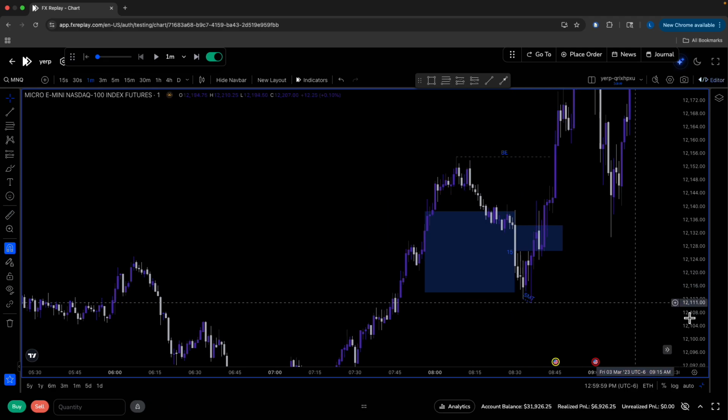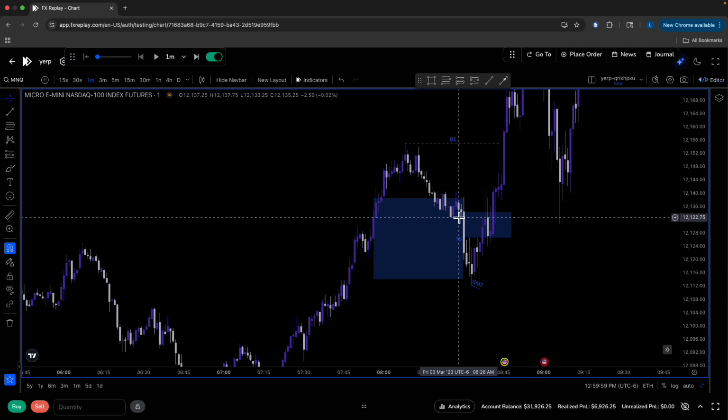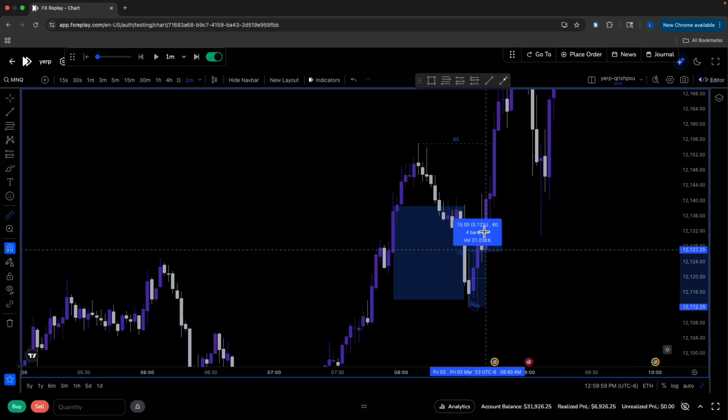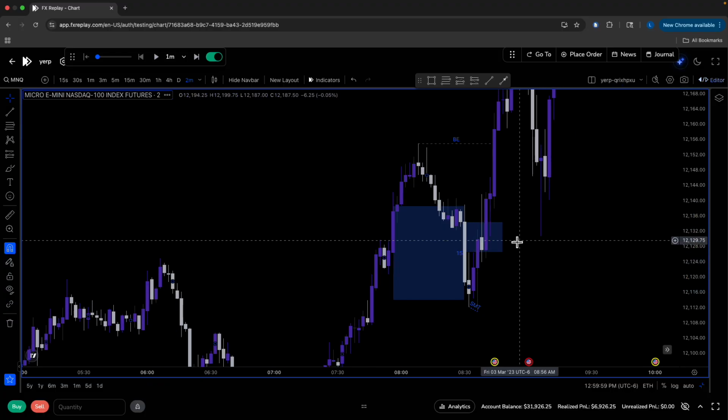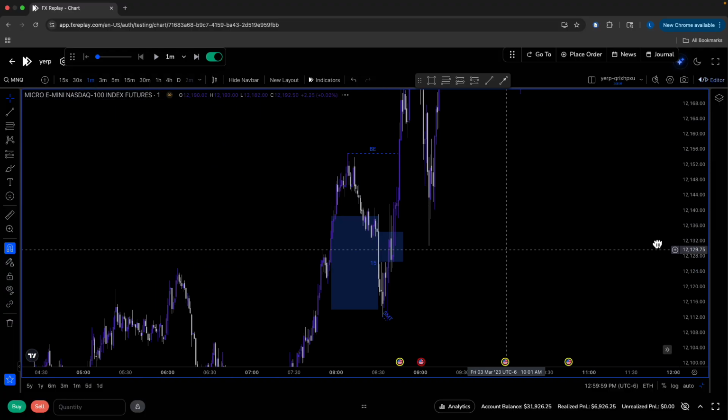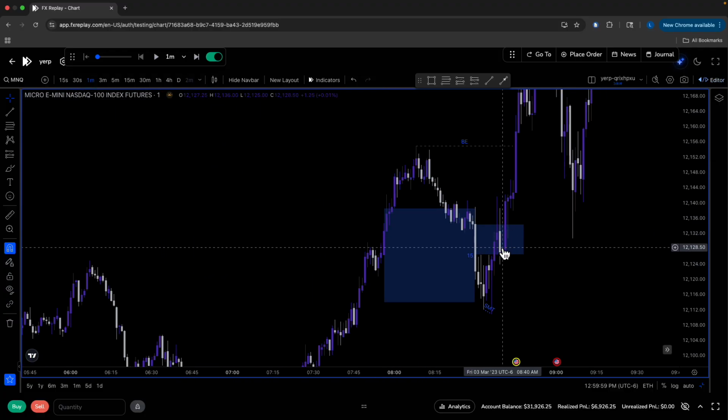A small internal SMT gets put in. Now, what is this right here? This is actually the 2-minute fair value gap. So if I go to the 2-minute time frame, as you can see, we trade higher here. Now I end up taking my long right here. I enter my long position right on this candle, I believe.